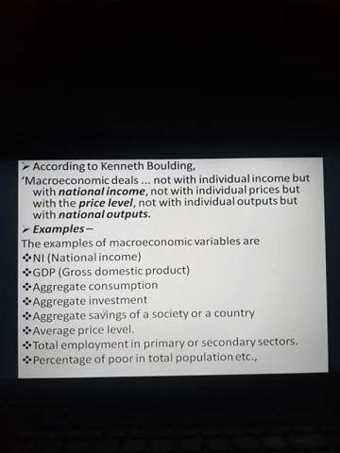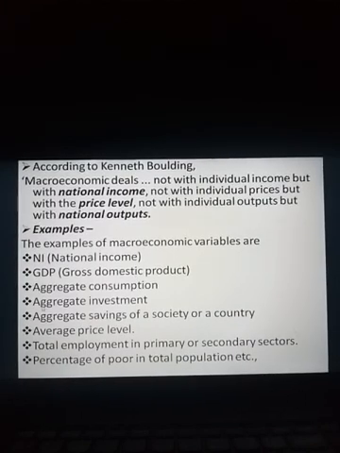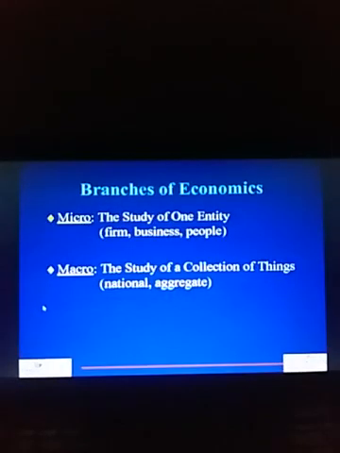Anyway, these are the macroeconomic variables, but remember, if you focus on at least 2 or 3 points among these economic variables, that is sufficient. Let us move on to the next slide.